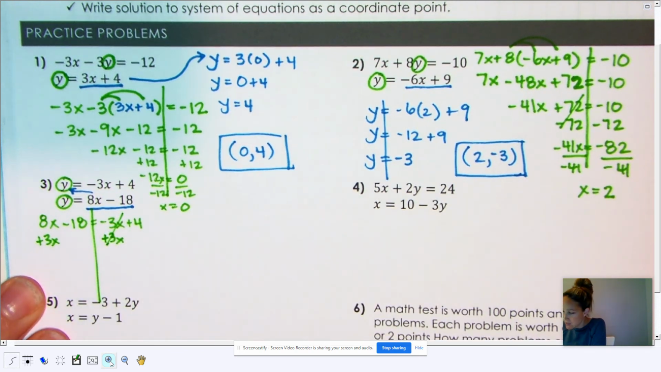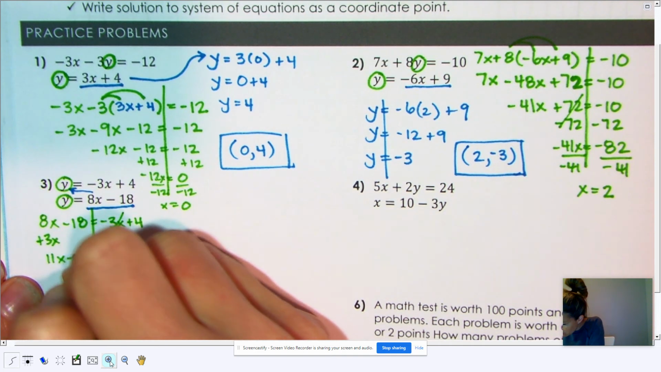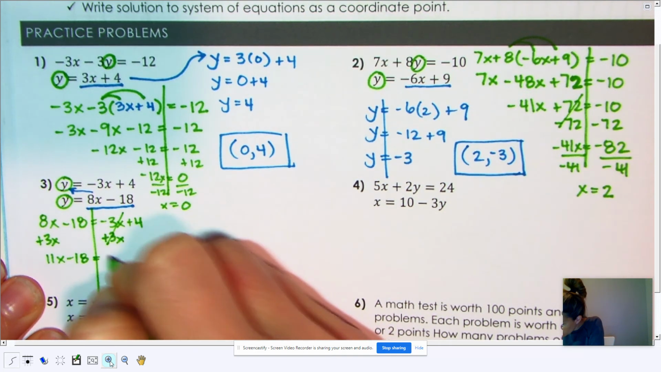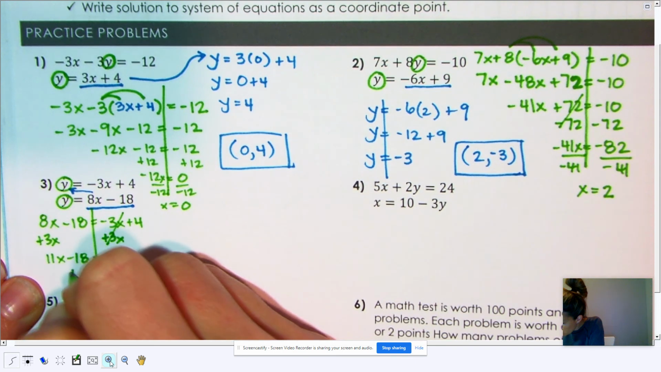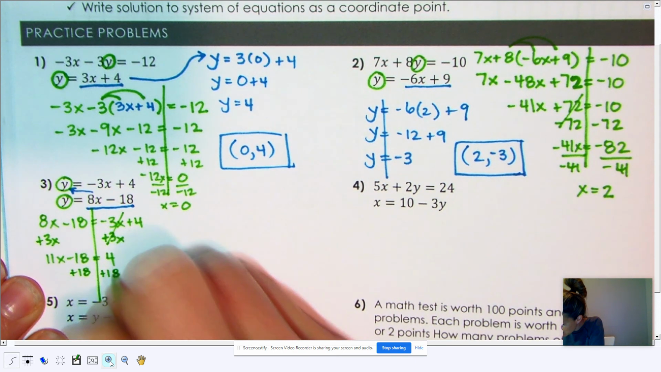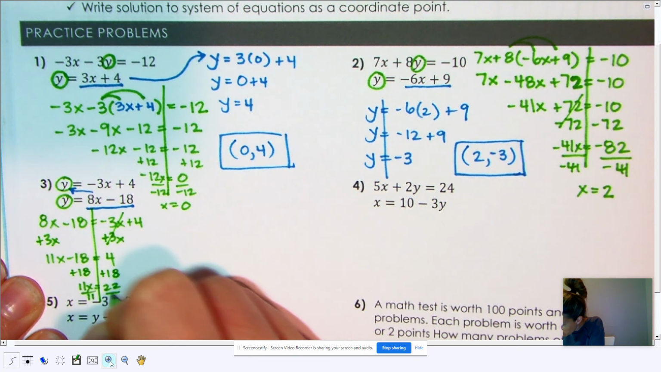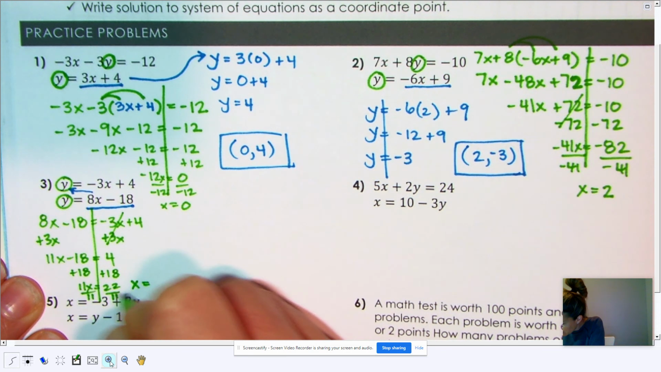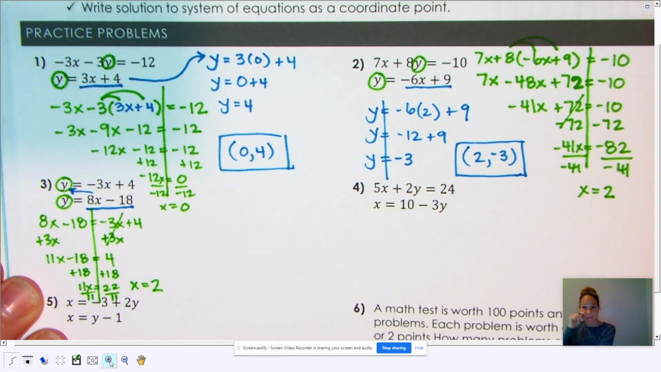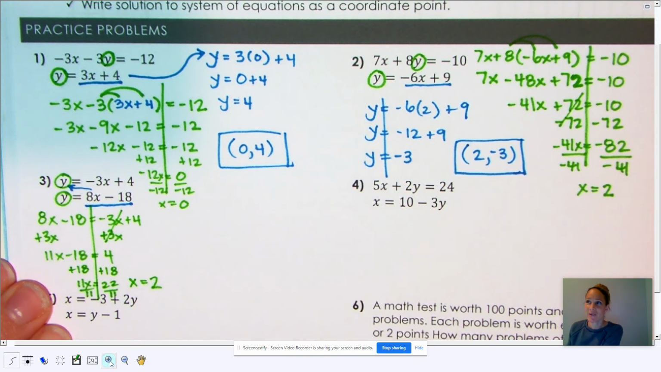Over here it cancels. Over here we have 11x take away 18 is equal to 4. I'm going to add the 18 on both sides. So we get 11x equals 22. And then when I divide by the 11, again, I get x equals 2. Those are fun answers to get, right? Because you're like, oh, I feel like I'm doing it right if I get an answer like that. Math isn't always like that, but in your workbook, we try to keep it like that when you guys have new learning, okay?